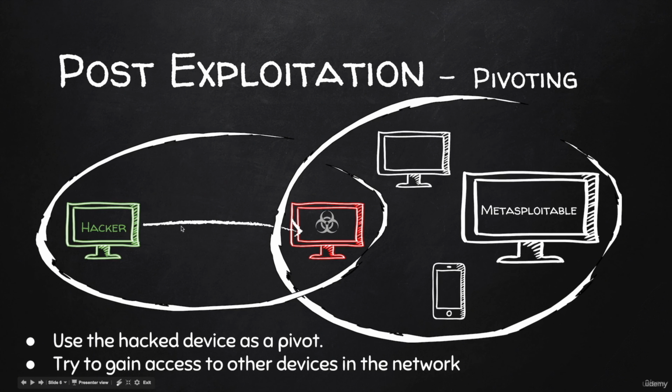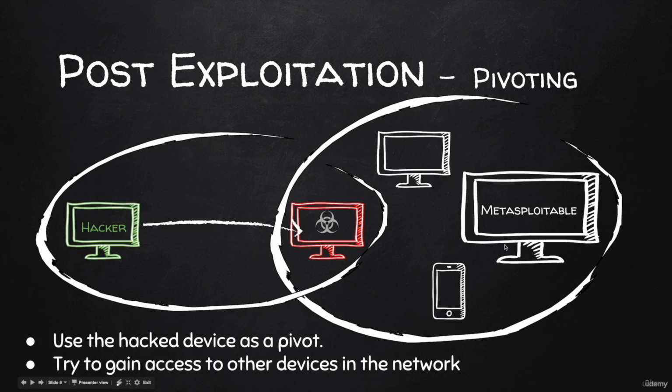So the target of pivoting is we use the device that we hacked, the common device in the middle, to compromise other devices that only this device has access to. So our target, the hacker, cannot see the target, which is the Metasploit device. But the device that we just hacked, the Windows device, can see that device because they're in the same network.